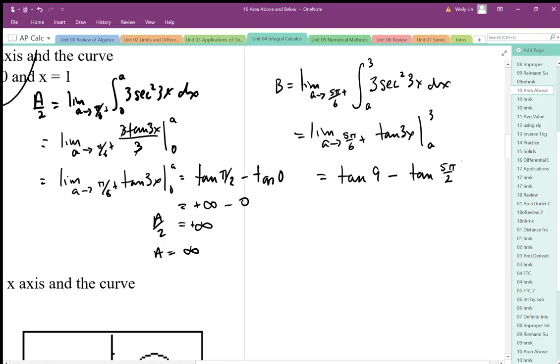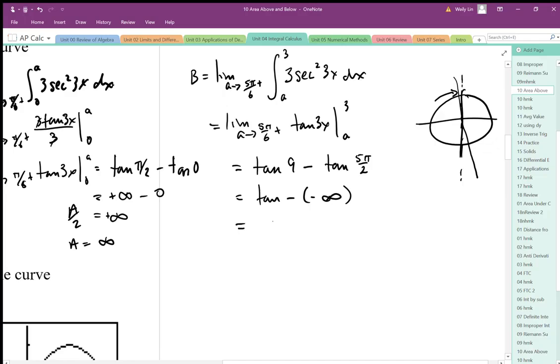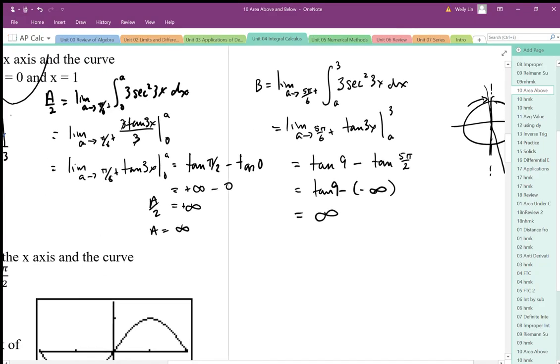If I approach that from the positive side, that's going to be equal to negative infinity. If you imagine the position of that circle, it's going to be vertical here, and as I approach it from this side, my slope is going to be negative infinity. So I get tan 9 minus negative infinity, and again that area is infinite. So the area under B is also infinite, being an unbounded integral.